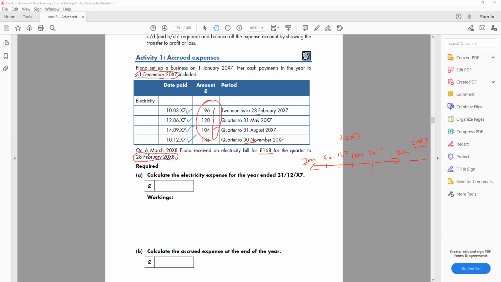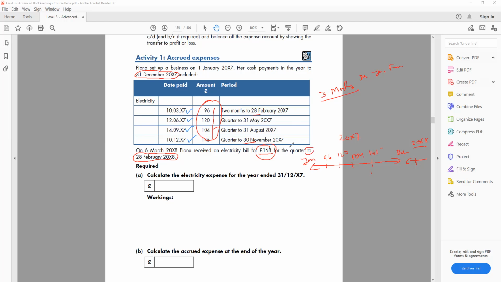So here, on 20th of February, Fiona received an electricity bill of £168. Even though she didn't make the payment until next year, she did not receive any bill in 2007 for this quarter. So what happened? On 6th of March, Fiona received an electricity bill of 168. Now, quarter means 3 months, isn't it? Quarter means 3 months. Now the quarter is ending 20th of February. So how many months is here? 3 months. So that is February, January, and December.